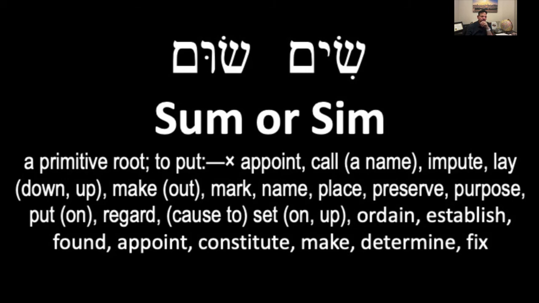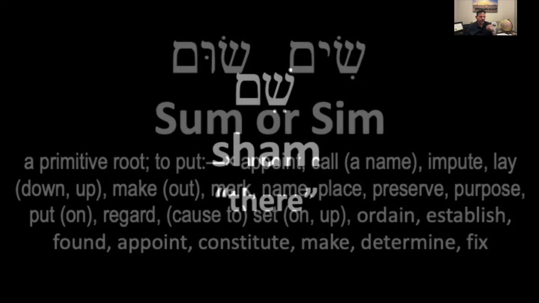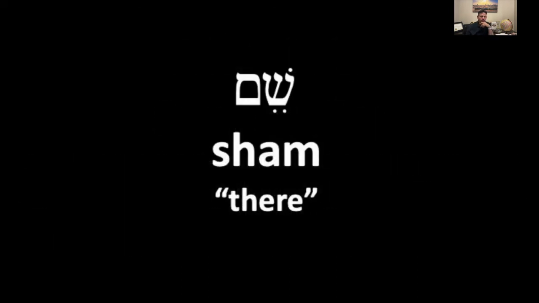When he speaks something into existence, it's appointed, it's placed into position. It's the same root, the idea of placing someone in an office. So to determine, to fix, to make, all of these ways we translate this in Old English from the King James Bible. But now, if we go a little further, we can actually look at another form of the word Shem, and we could take the word Sham, which means there.